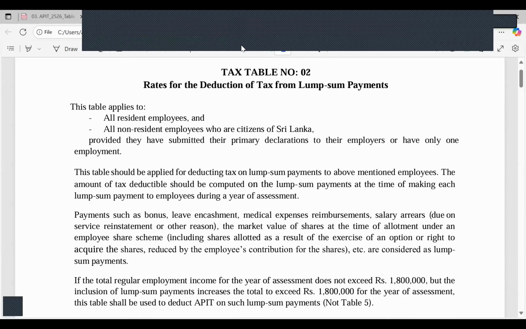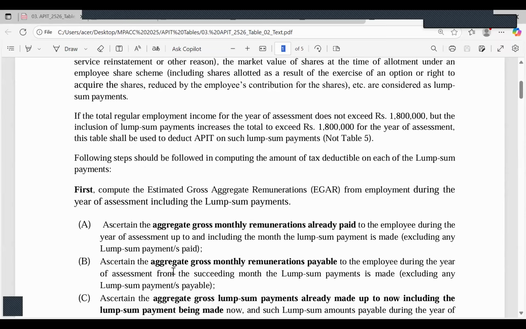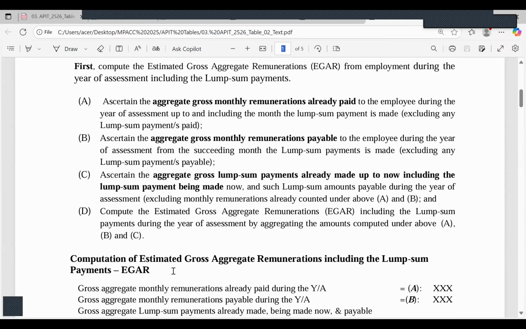සාමාන්‍ය මොනවද අපිට නිතර හම්බෙන lump sum payment? Mainly bonus. අද මෙතන ඉන්න බහුතරයක් දෙනාට බෝනස් හම්බ වෙනවා ඇති. ඒතර මේ බෝනස් එක හම්බ වෙනකොට for that bonus we should apply table 2 for the deduction of APIT. So how do we do it?